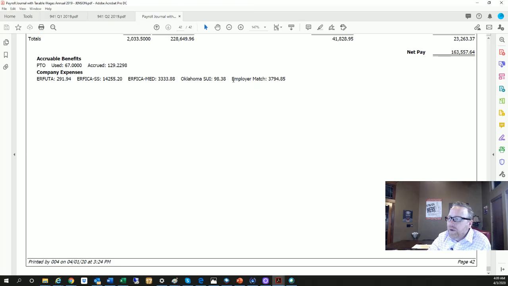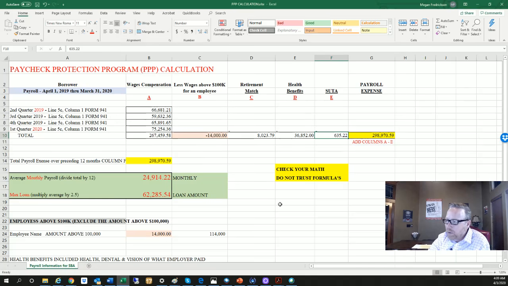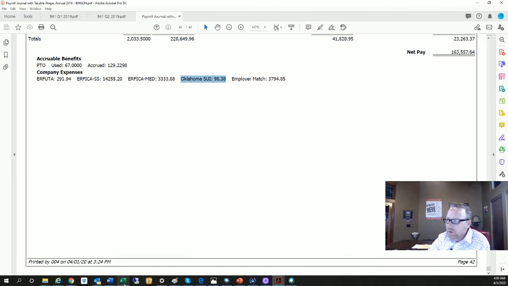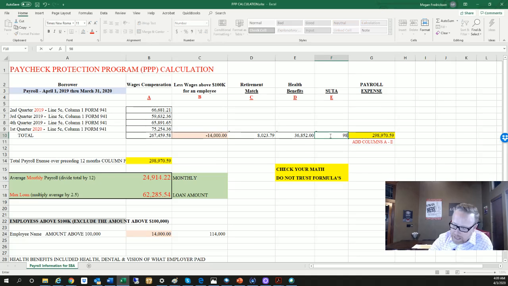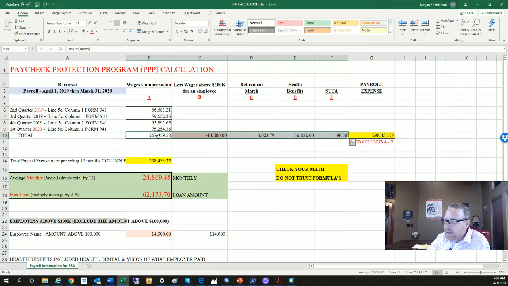The SUTA right here for this client is on their year-end payroll or quarter-end payroll. But anyways, it shows how much there is in that state unemployment tax, and so 98.38. See this right here? This stuff right here is equaling that. So that minus that plus this, and so on. Okay, 298,000. So we say, okay, that's 298, carry it down.